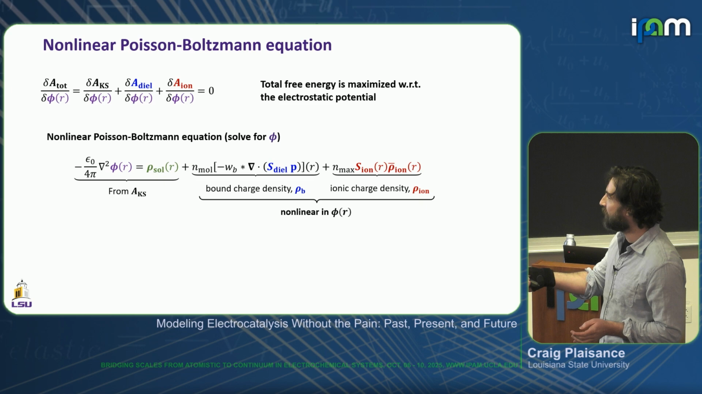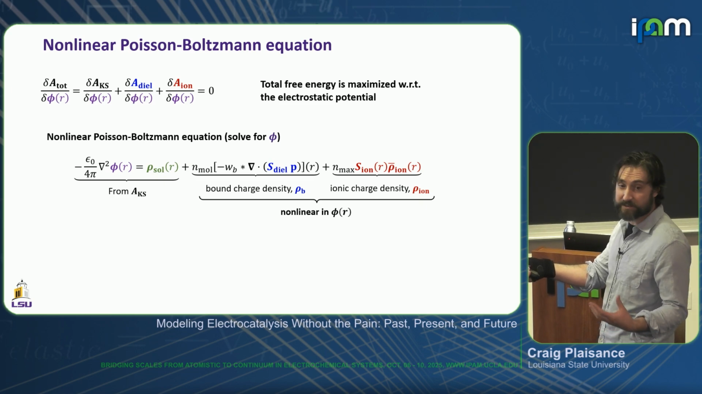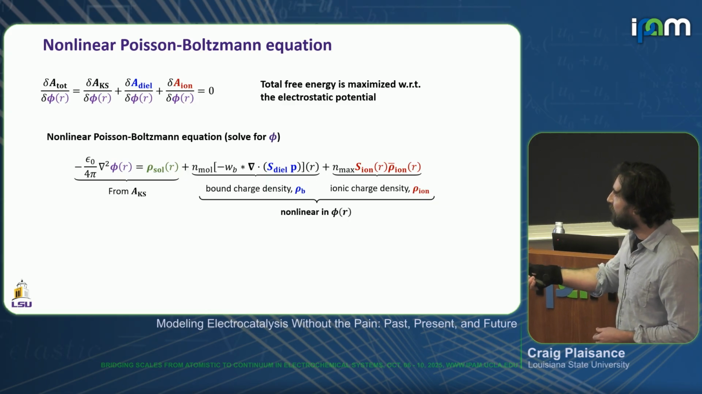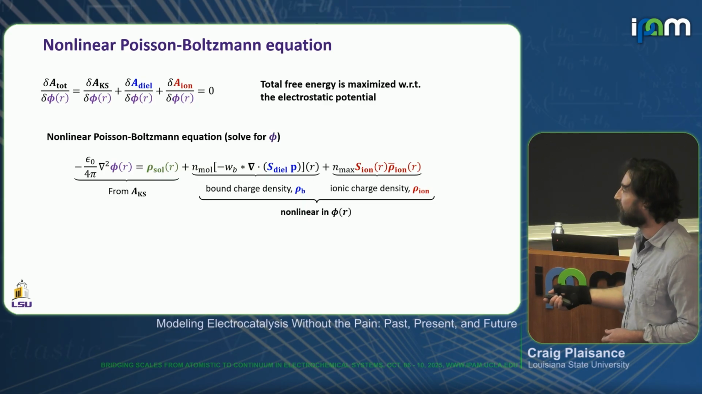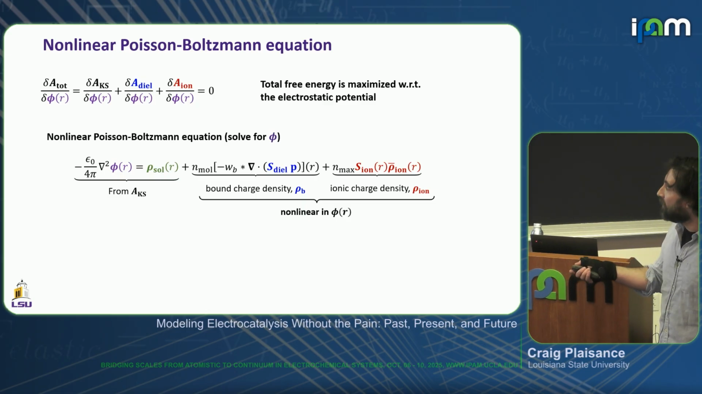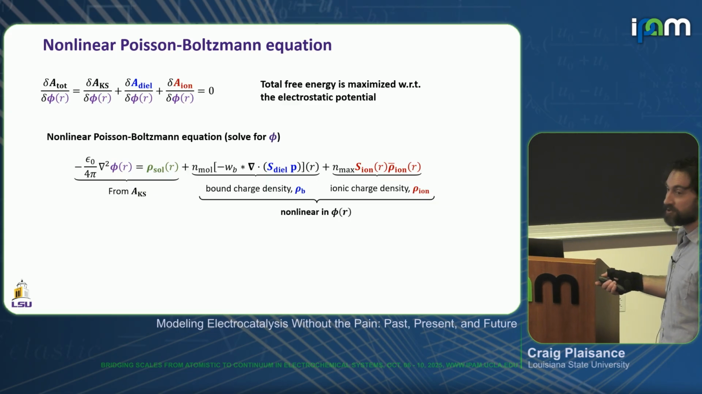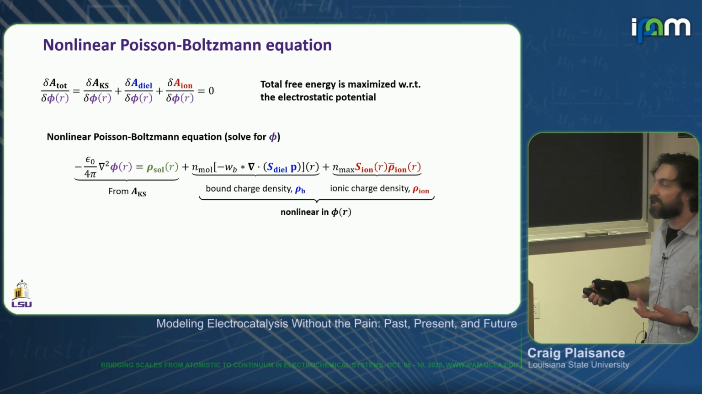So what we do is we take the functional derivative of the total free energy with respect to the electrostatic potential phi. But now we get terms not only from the Kohn-Sham free energy, but also from the dielectric and ionic free energies. And these give us the bound charge and the ionic charge densities respectively. And these are nonlinear in the potential or the electric field. So solving them becomes very challenging.